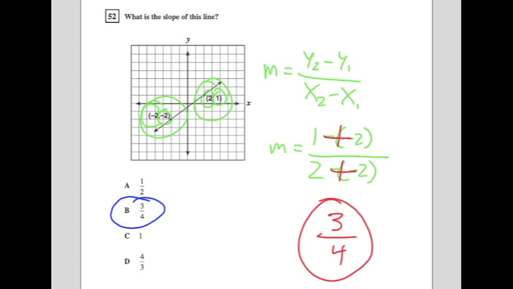My answer is B. I just double checked it. I did two methods in order to solve this, and either one of these will work. If you know the slope formula, y2 minus y1 over x2 minus x1, it'll definitely help you out for the problems we're going to do in the future, more than rise over run.